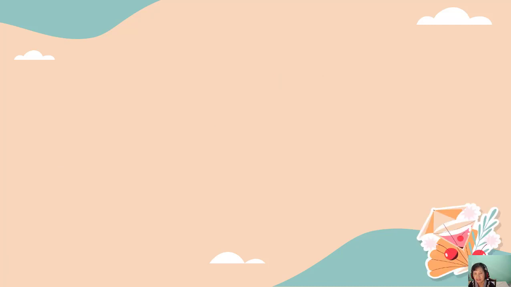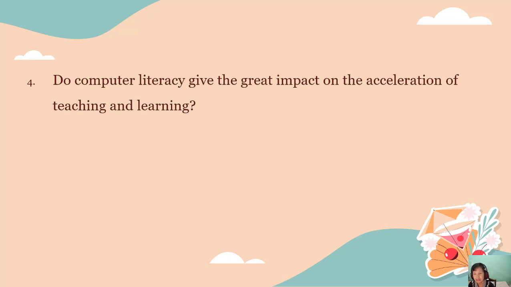Okay, the next is. To computer literacy give the great impact on the acceleration of teaching and learning. So of course, this is the subject. Literacy is uncountable. That's why we cannot use to. This is again simple present. So you must use does as an auxiliary.